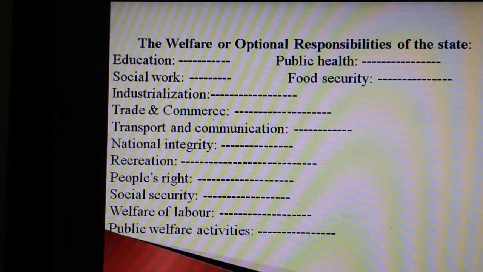Second optional function of state: public health. Healthy and strong people are the asset of the state.